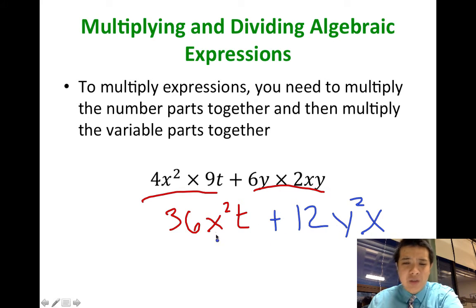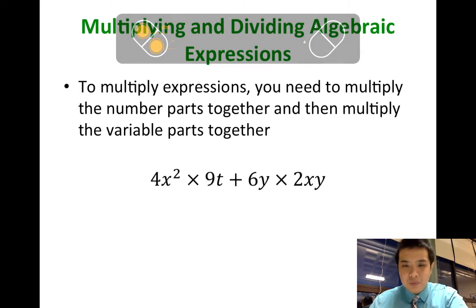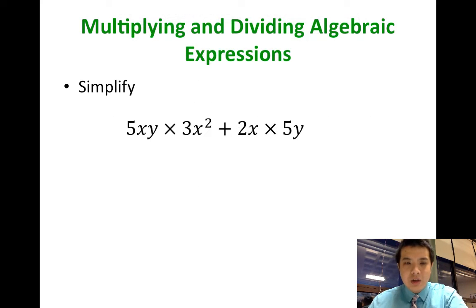The variable parts of these two terms are not exactly the same. This has two x's, this has one x. This has a t, this has two y's inside of it. So we do not combine terms because they are not alike. Let's take a look at another example.